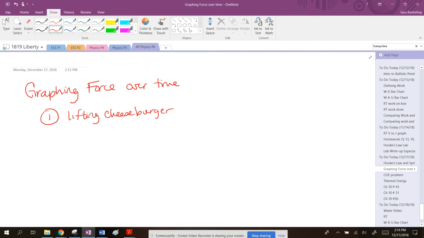So if we think about that, the work that we're doing is applying a force upwards, okay? And if we assume that we lift it at a constant speed, which seems to make the most sense as opposed to like accelerating it upwards, which seems a little bit more complicated. Tell me about the force that I'm applying to the cheeseburger as I'm lifting the cheeseburger up at a constant speed. How big is that force?